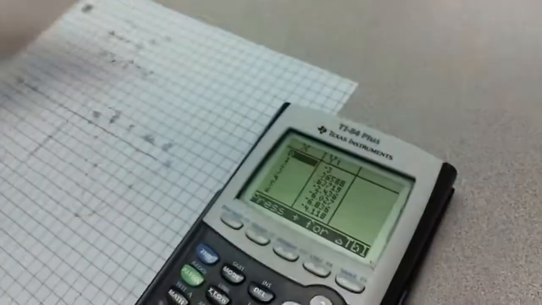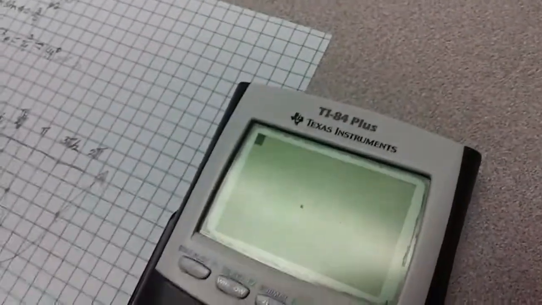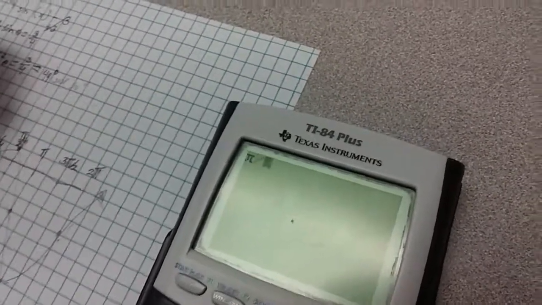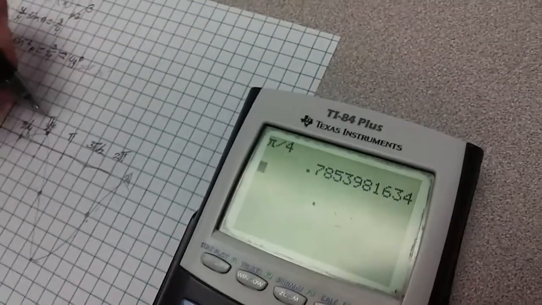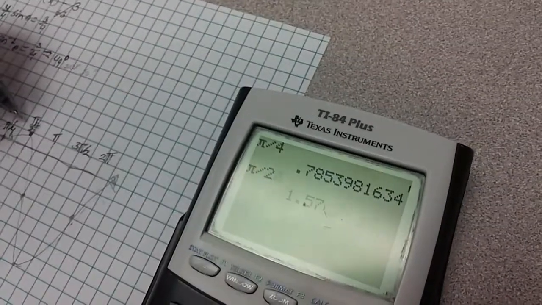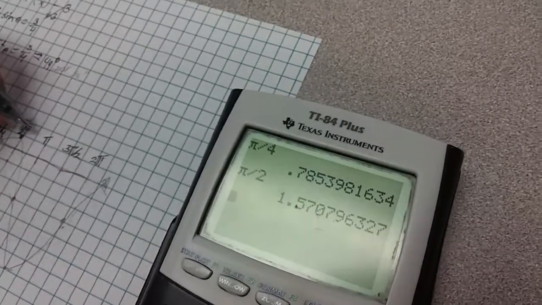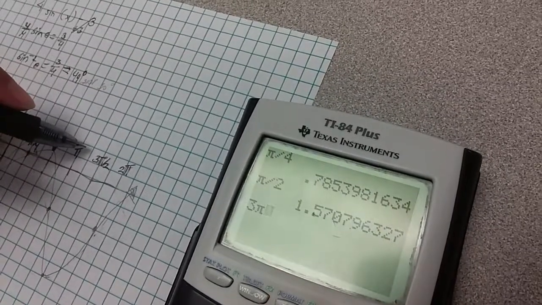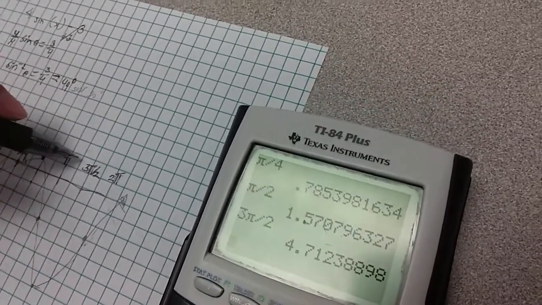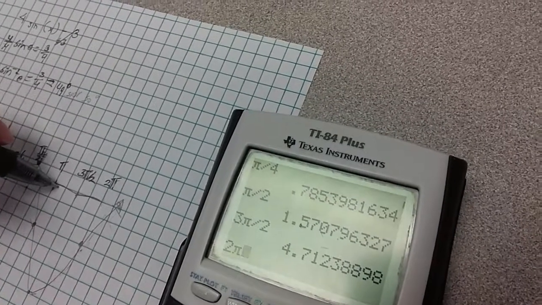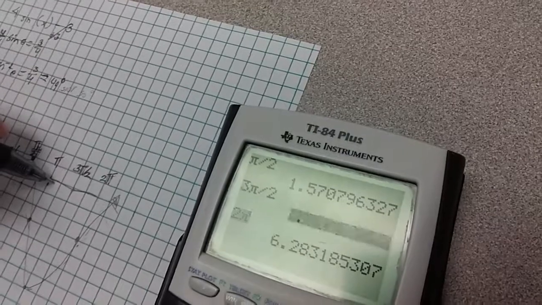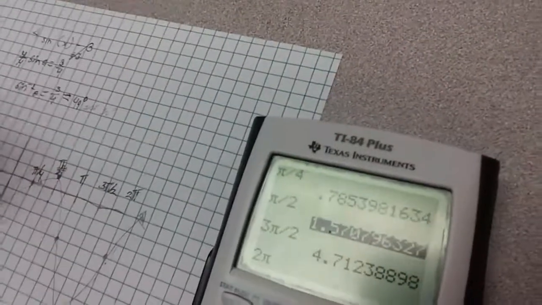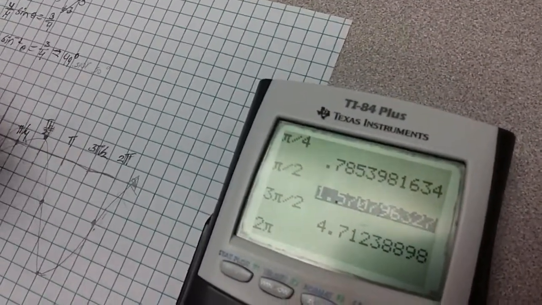And it's in right here. Pi divided by 4. Pi by 2. Pi, which is 3.14. 3 pi by 2. And 2 pi. So now, once you get all those answers, now it's time for you to just graph it.